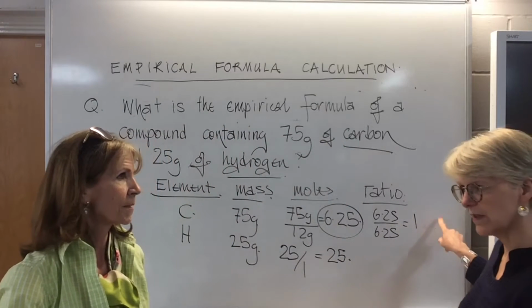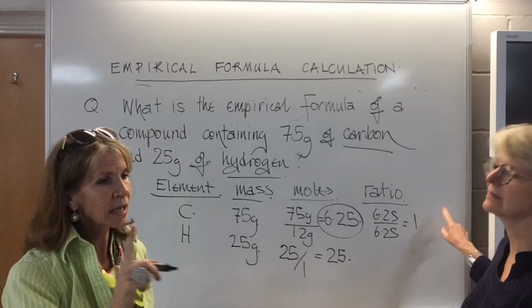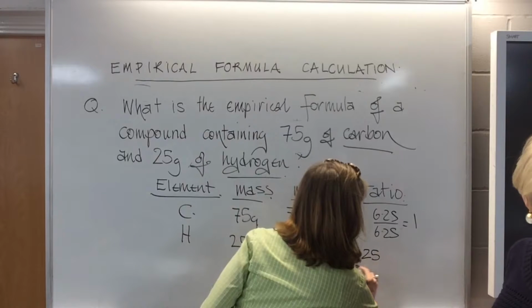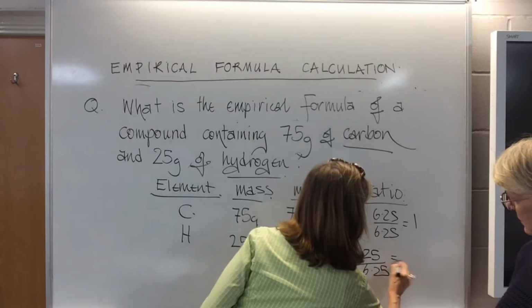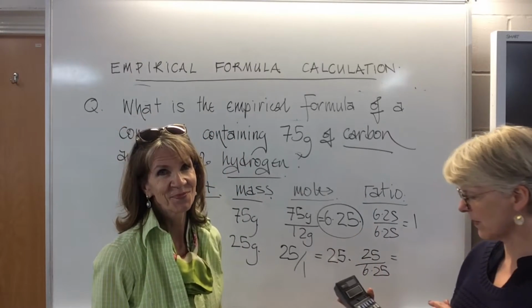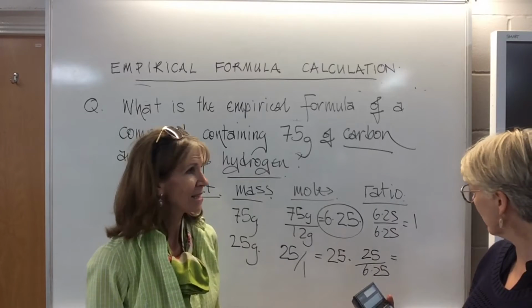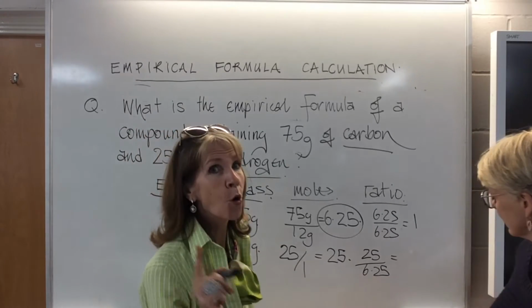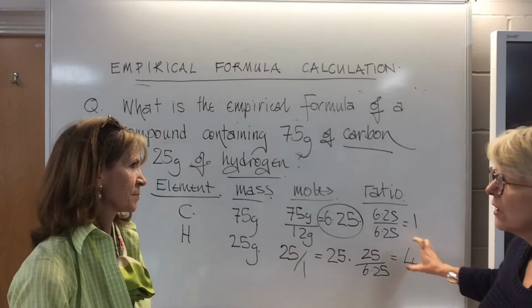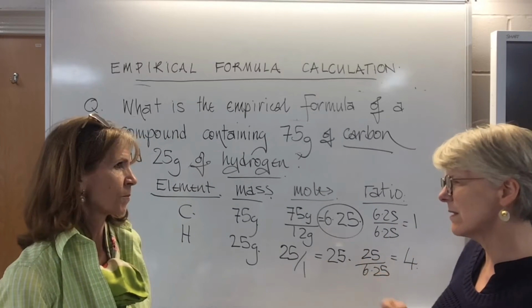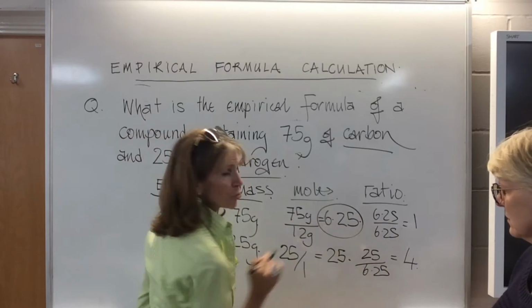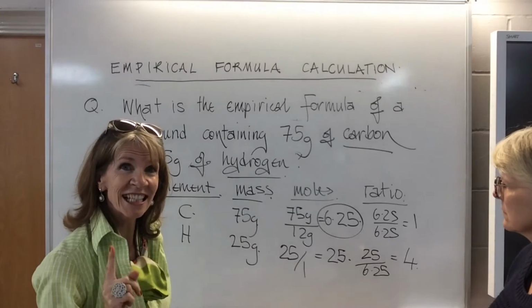Anything divided by itself is 1, so there's always going to be a 1 as part of your ratio. And then the second number, you have 25 divided by 6.25. If you haven't got a calculator, 25 divided by 6.25 is 4. So the ratio is 1 to 4, but finally we've got to have the formula. That means you have 1 carbon and 4 hydrogens, which means your empirical formula is CH4.